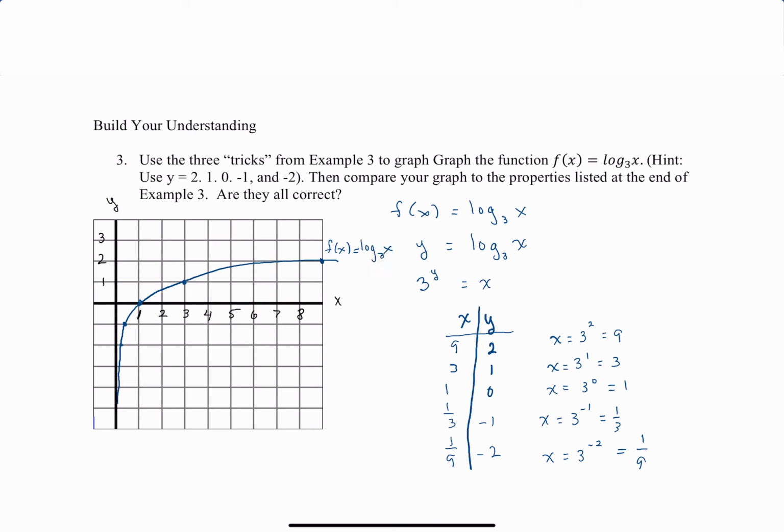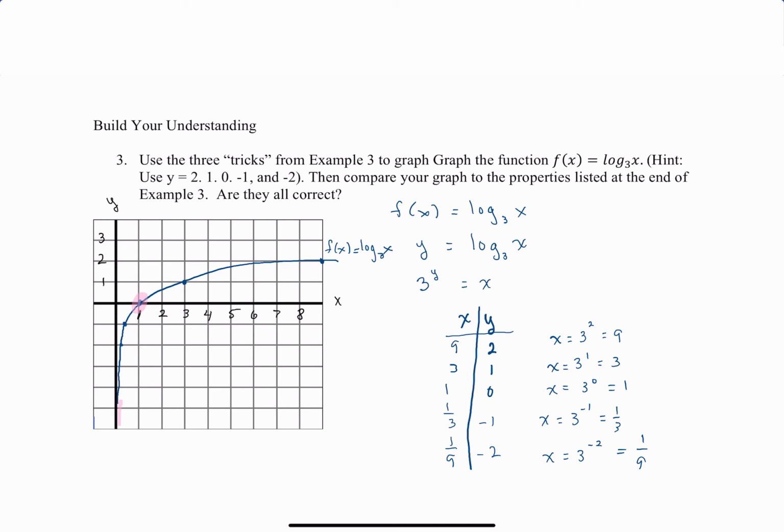Okay, we were also supposed to compare the graph to the properties that we observed at the end of example 3. One of those properties was that the graph is going uphill at all times, which our graph is, so that's good. Notice also that it levels off, or grows less steeply, less quickly as x goes out to infinity. What else? Our x-intercept is at 1 because anything to the 0 power is 1.